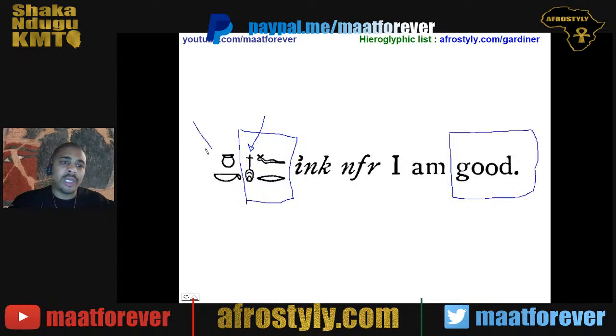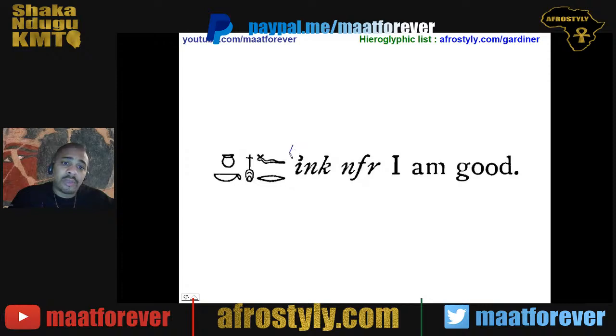And this is Inek. This glyph has two phonetic values, one of them being in, transliterated I-N. This basket with the handle is sound K, transliterated with a K. Now, that gives us Inek. And as a matter of fact, here we have Inek.